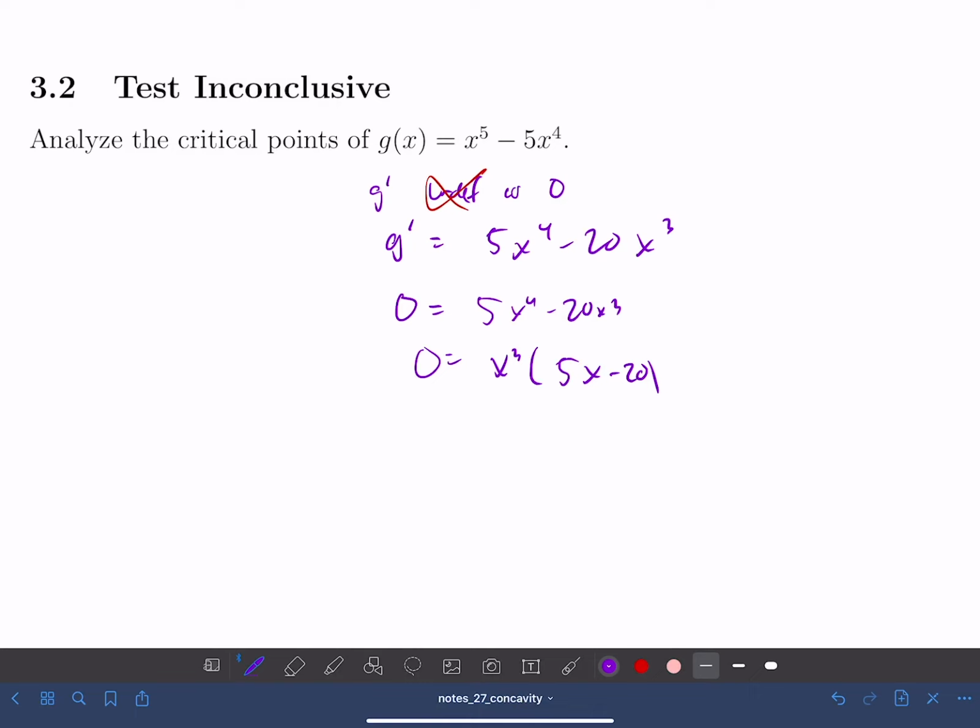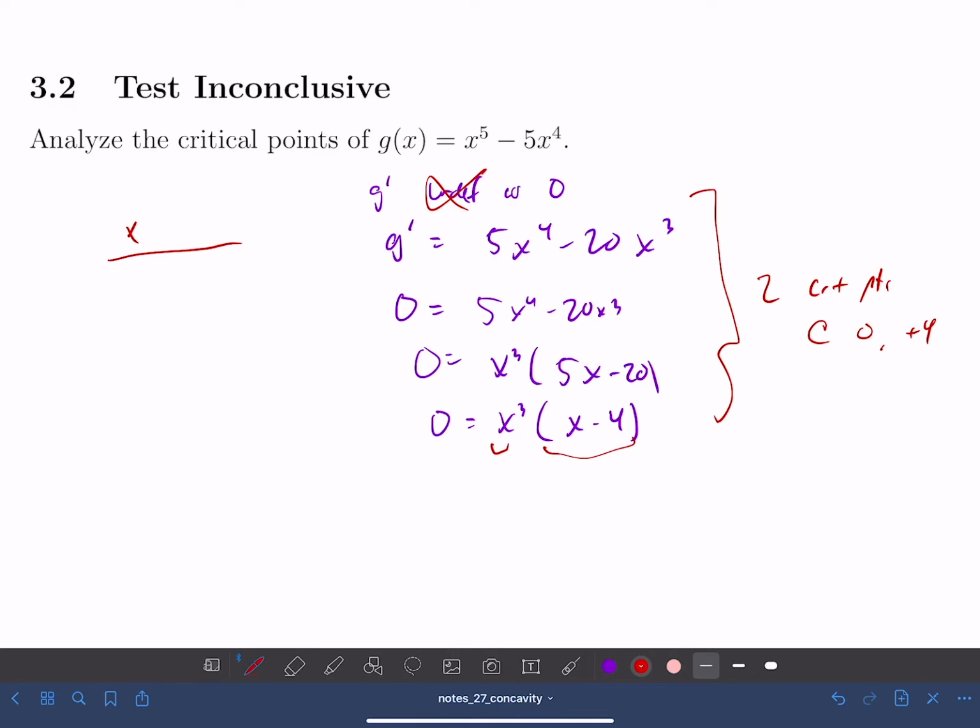And let's get rid of those 5s by dividing everything by 5. So I have 0 equals x cubed times x minus 4. All right, so I have two things right here that admit two critical points, at 0 and 4. All right, so now we just need to see what the concavity of those two things is.